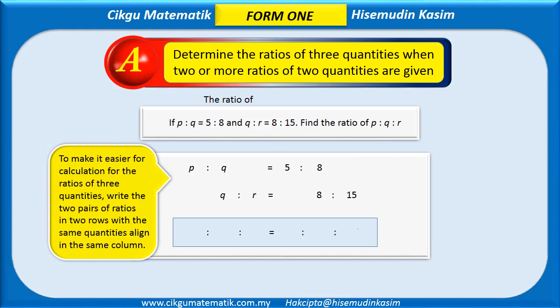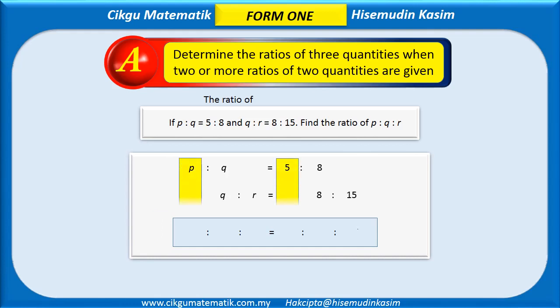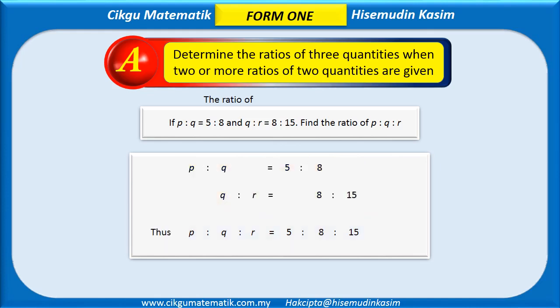To make it easier for the calculations for the ratio of 3 quantities, write the 2 pairs of ratios in 2 rows with the same quantities aligned in the same column. P 5, Q 8, R 15. Thus, the ratio of P to Q to R equals 5 to 8 to 15.